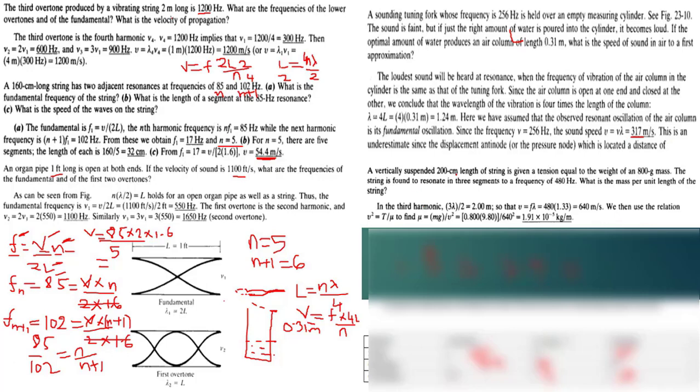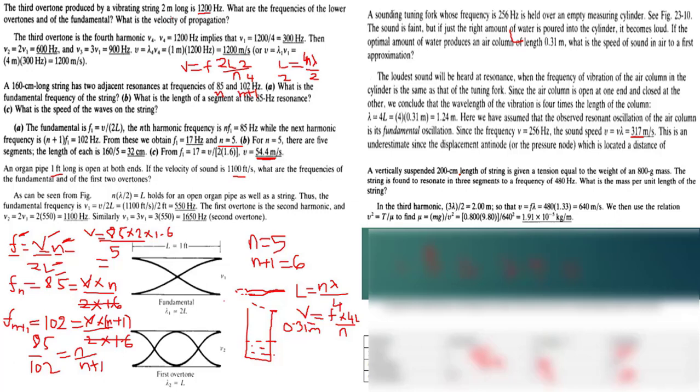So we're having a vertically suspended 200 centimeter length of a string given a tension equal to the weight of an 800 gram mass. The string is found to resonate in 3 segments to a frequency of 480.